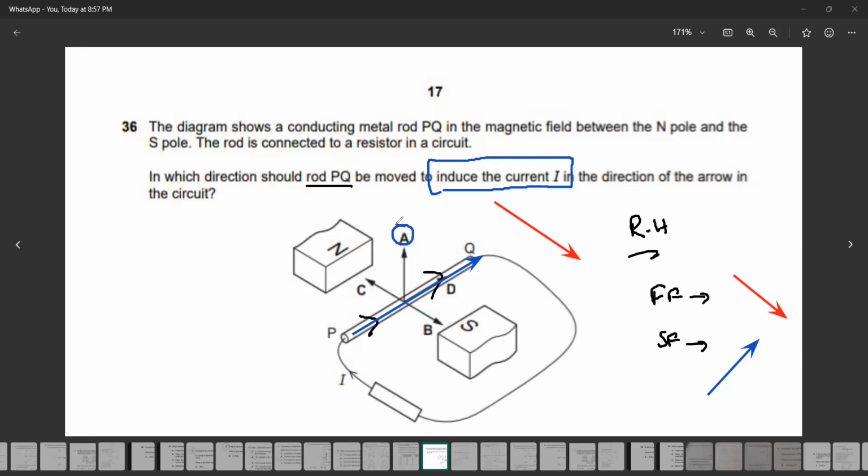So the right hand index finger is pointing towards south. The second finger represents the direction of the induced current from P to Q. And your thumb is pointing in the direction of the force, which is the direction of the motion of the wire. Is it clear?